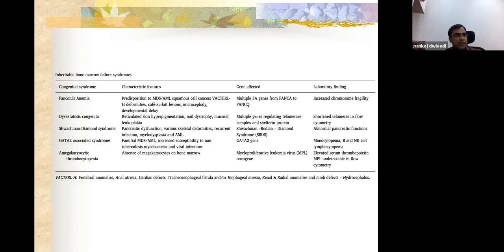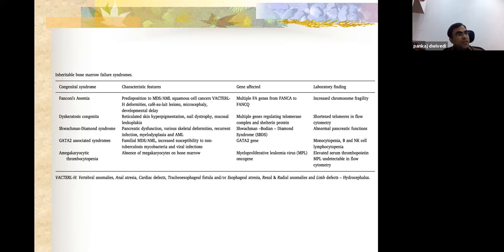For example, Fanconi anemia predisposes to MDS like AML and squamous cell carcinoma, or radial deformity. You know the clinical features: they may have a café-au-lait spot, microcephaly, or developmental delay. Several genes are affected, named from FANC-A to FANC-Q, and there is increased chromosomal fragility. So we have to do the chromosomal fragility test to diagnose Fanconi.